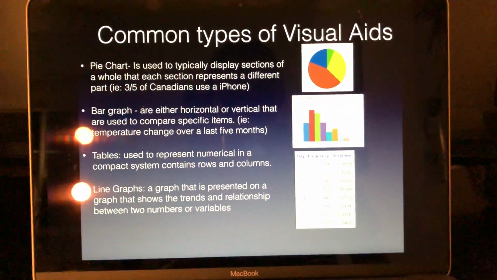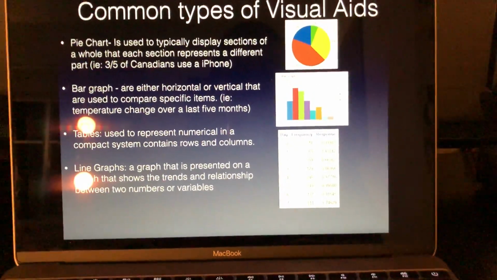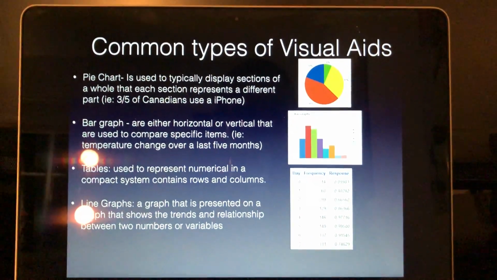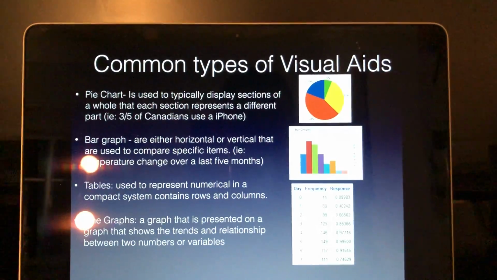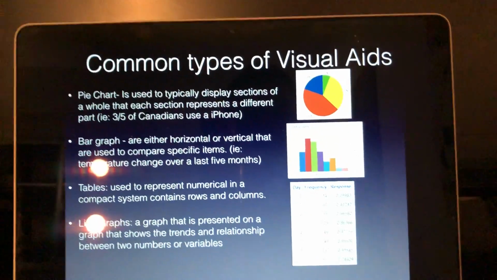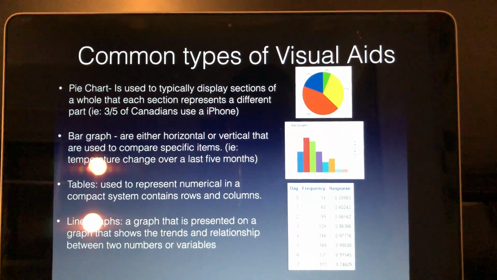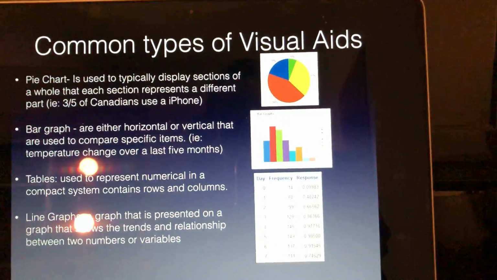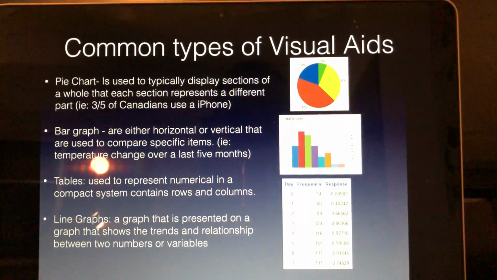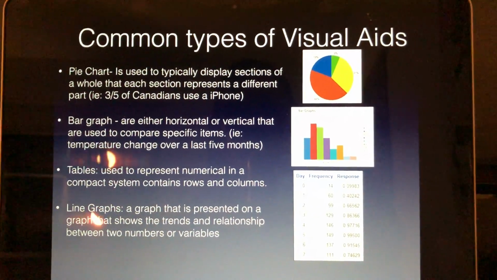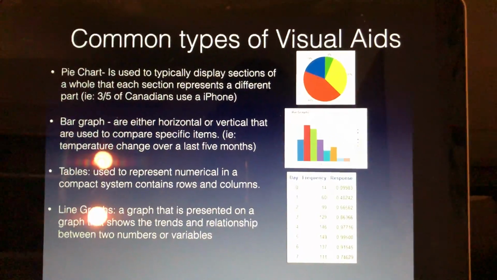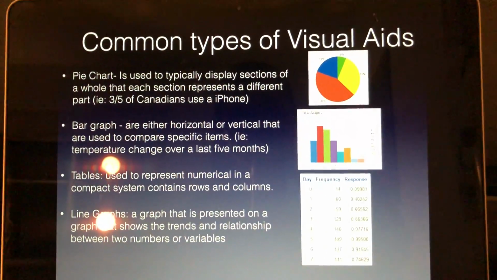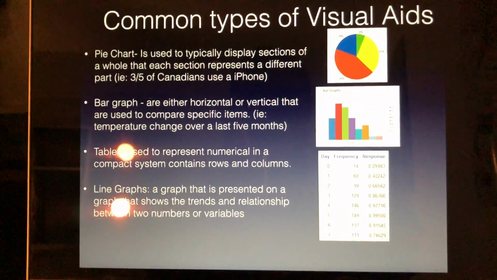Secondly, what are the common types of visual aids used in report writing? Firstly, we can look at a pie chart, which we see in the top right there, typically used to display sections of a whole, where each section represents a different part. An example of this can be 3/5 of Canadians use an iPhone. In a pie chart, 3/5 of your whole would be shaded in for those Canadians who use an iPhone. The rest would be sectioned off for the others that use something else.